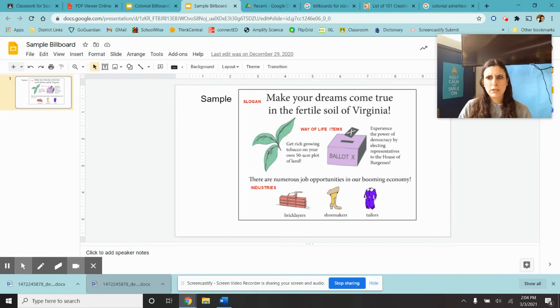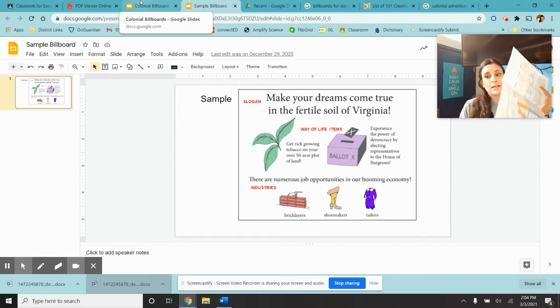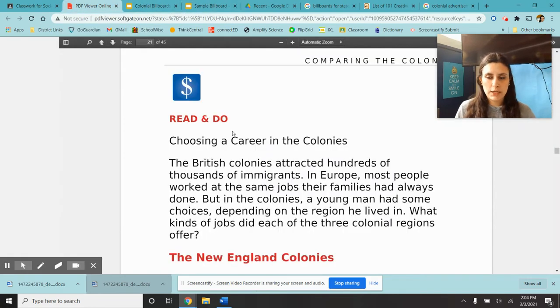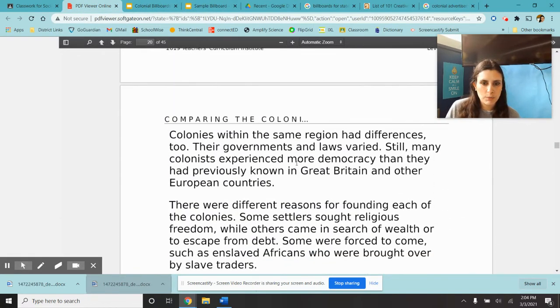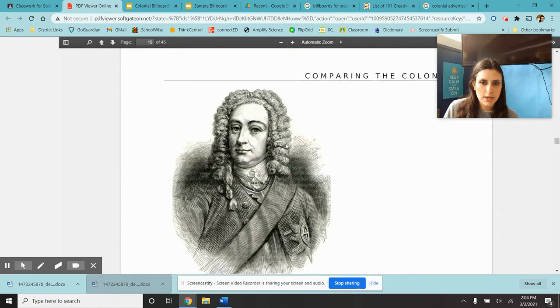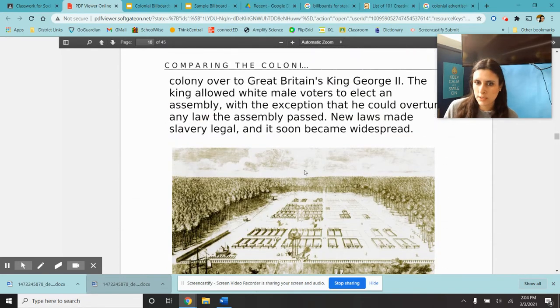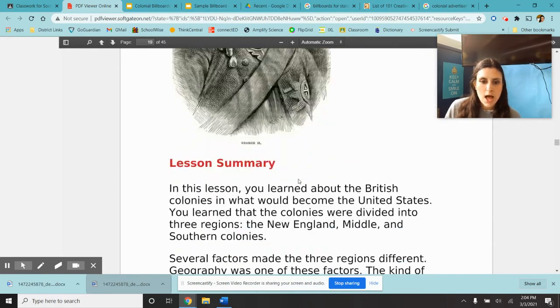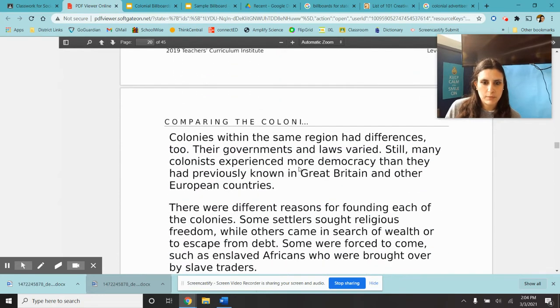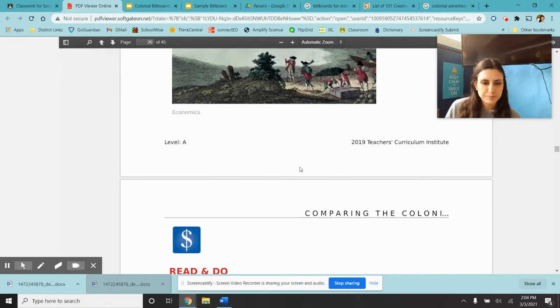Now, Miss Armenia, where do we get all this information from? I don't know what to write about. Well, one, you have all the information right here. You have all the information in your reading. Now, we ended our reading here talking about the southern colonies, right, in our reading. I didn't really do the lesson summary, but I talked about growth and how it grew.